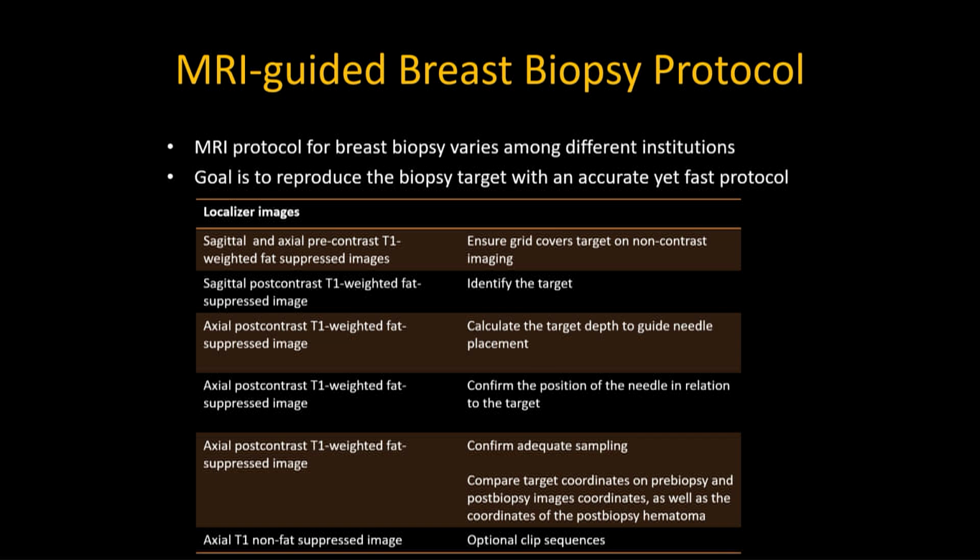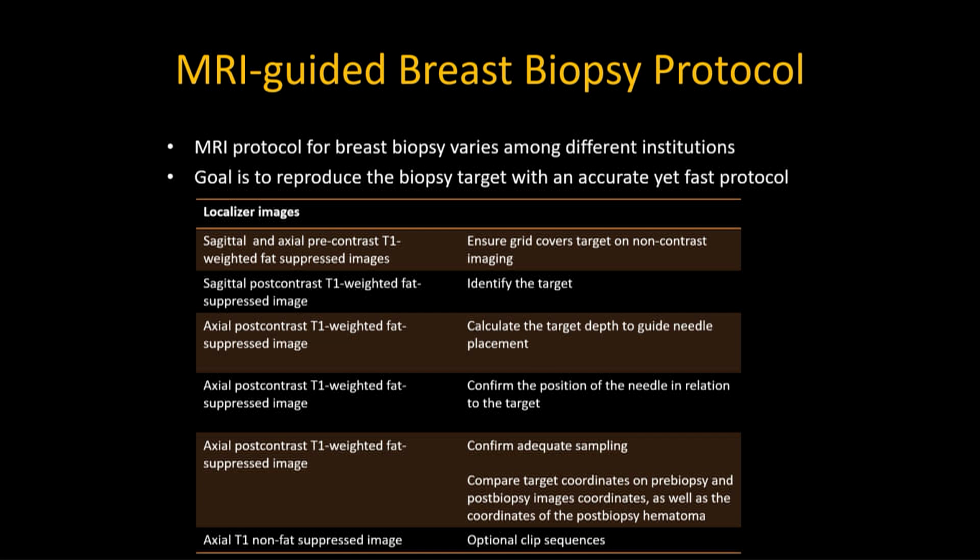We do a sagittal and axial pre-contrast T1 weighted fat suppressed image, and we do that in order to ensure that the grid is covering your target. Then we use a sagittal post-contrast image, and that's to ensure that you see your target. Then we go to axial post-contrast images, and that's to locate the target in relation to the skin so you know the depth to go into, and then sagittal and axial post-biopsy images so that you see your post-biopsy hematoma and ensure that the target was sampled appropriately.